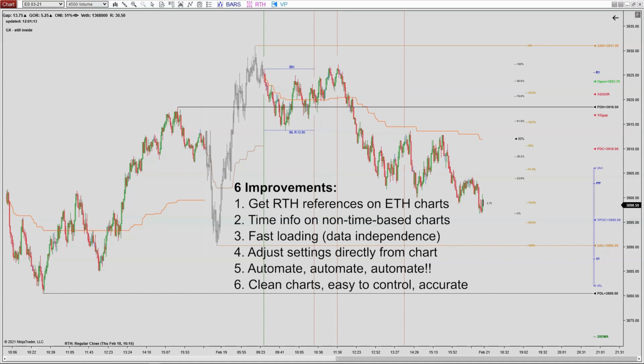I wanted my trading chart to load and reload as fast as possible, which requires some chart independence from the data loading requirements for the chart. What this means is loading only a few days of data on the chart, but still being able to plot references like the 200-day simple moving average, which normally requires 200 days of data loaded on the chart.